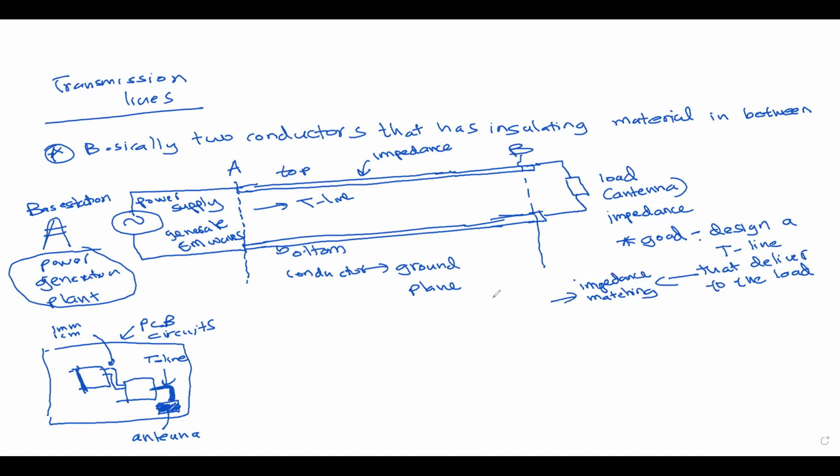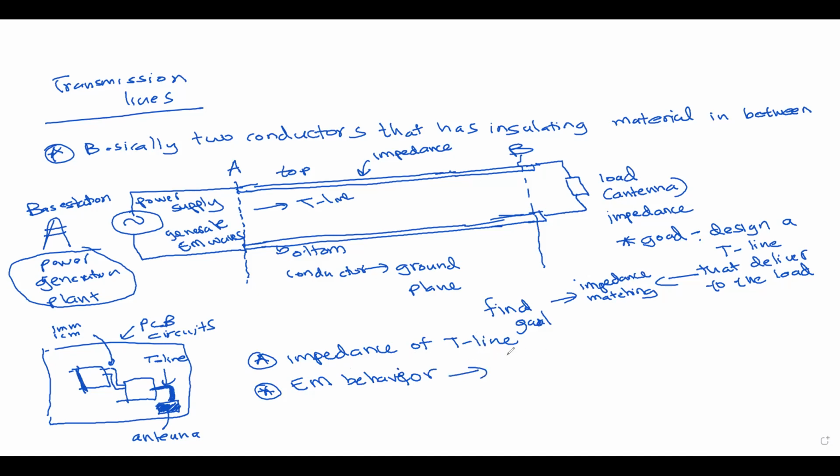So the final goal is this one. But in order to reach this goal, we need to understand the impedance of the line at any point in the line, right? We need to understand the transmission line impedance, and then we need to understand how the electromagnetic waves will behave inside this transmission line. The electromagnetic waves can hit the load and can get reflected, so reflections can happen.